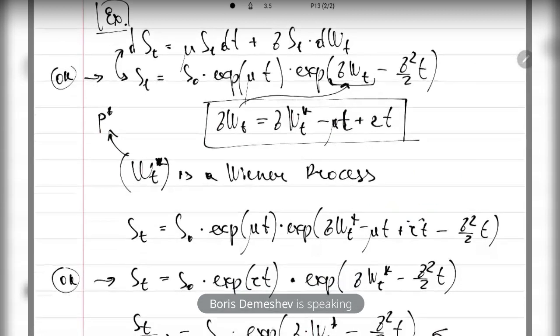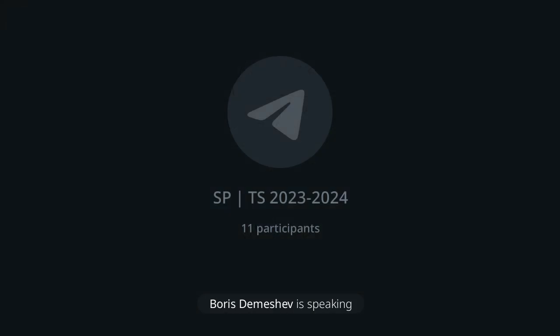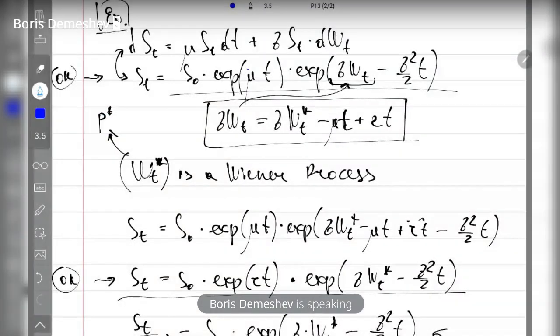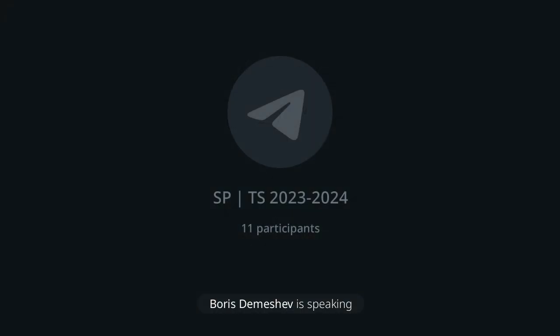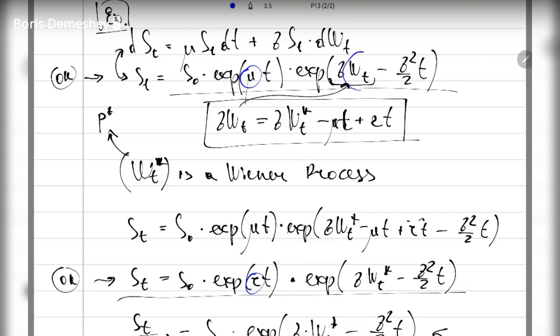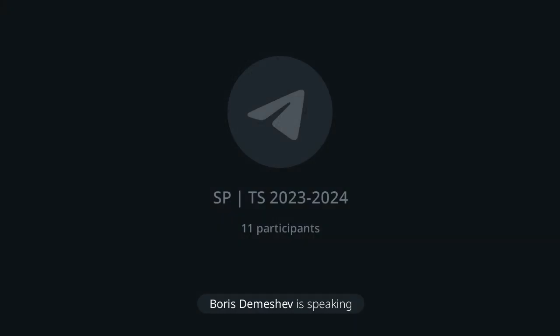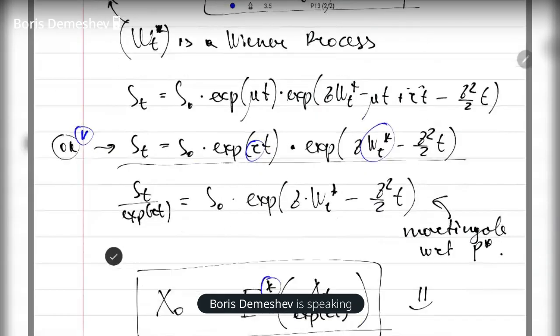So both expressions are valid with WT star, with WT. The only difference is that the first one has mu here and the other one has R here. So that's the difference between two expressions. And here we have WT, here we have WT star. So two differences: mu replaced by R, Wiener process replaced by Wiener process star. Okay, I will use the second formula because I'm using probability star.